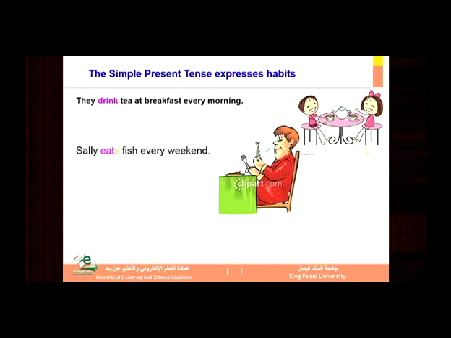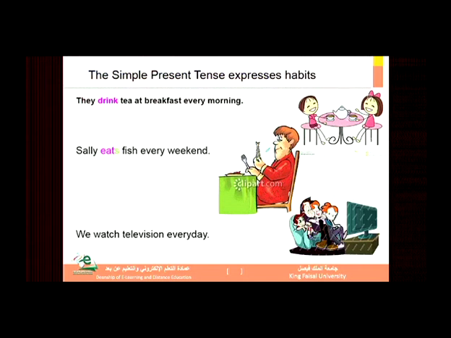Again, this is another example showing a third person singular subject. Sally eats fish every weekend. So again, the subject is Sally. Sally is a third person singular. The verb takes an S at the end.